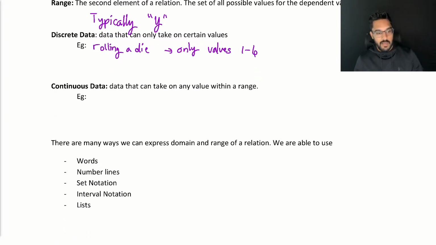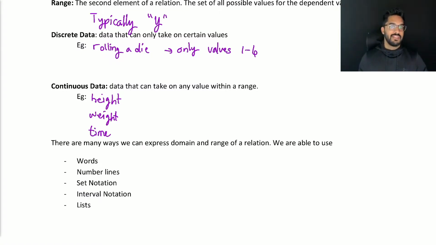If it's continuous data, that would be data that can take on any value within a range. So height, weight. Okay, so those ones could be like decimals. You can get as specific as your measuring tools allow you to. Time is another one, right? You can have hours, days, seconds, milliseconds, hundredths of a second, thousandths, 10,000ths of a second. So you can just keep going. And again, you're limited by the precision of the measuring device you're using.